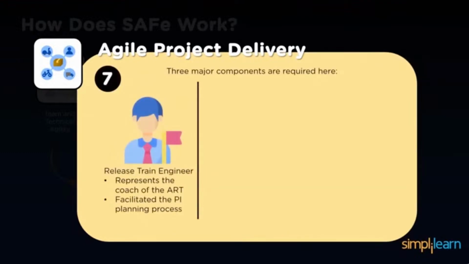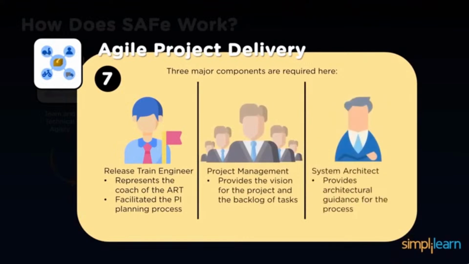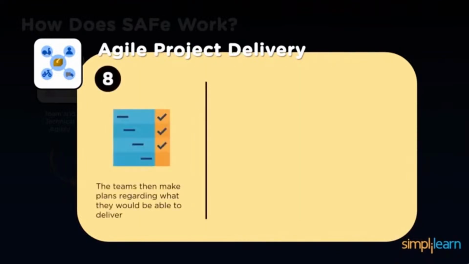So three major components required when we do agile product delivery are the release train engineer, project management, and the system architect. The release train engineer represents the coach of the ART and facilitates the PI planning process. Project management provides the vision for the project and the backlog of tasks. The system architect provides architectural guidance for the process, and then the teams make plans regarding what they would be able to deliver.